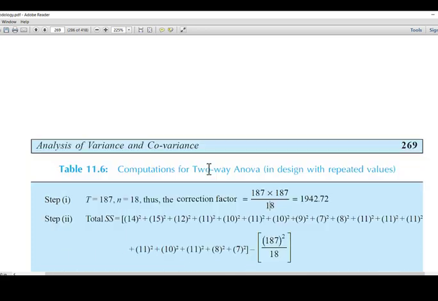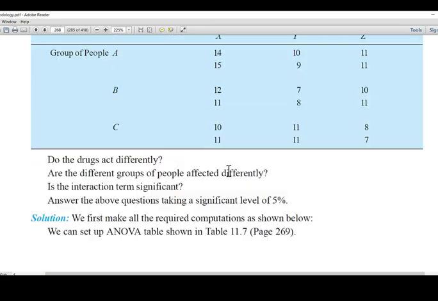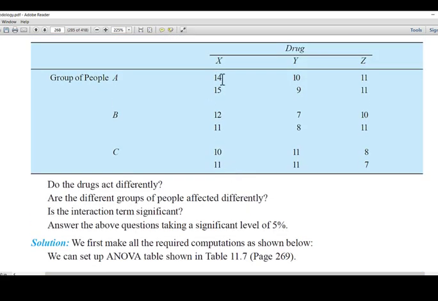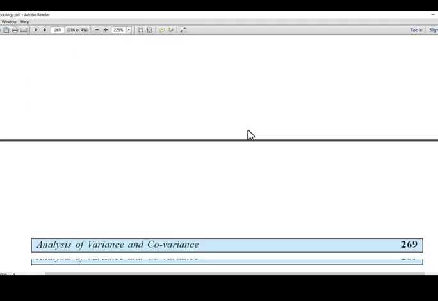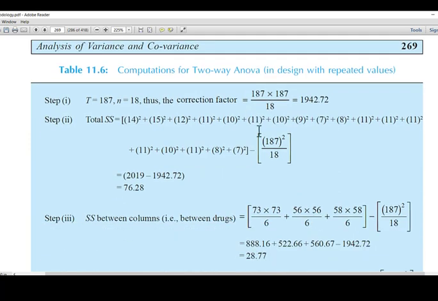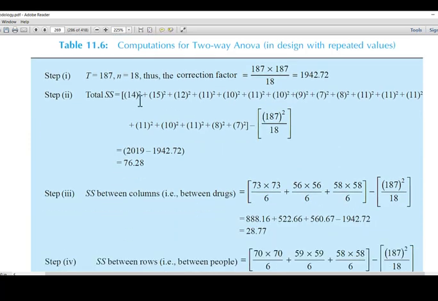Then total SS. As I have already discussed, you can observe here: 14, 15, 12, 11, 10, 11, and here 10, 9, 7, 8, 11, 11, and 11, 11, 10, 11, 8, 7. All those are squared, and then minus this correction factor. So the value is 76.28.